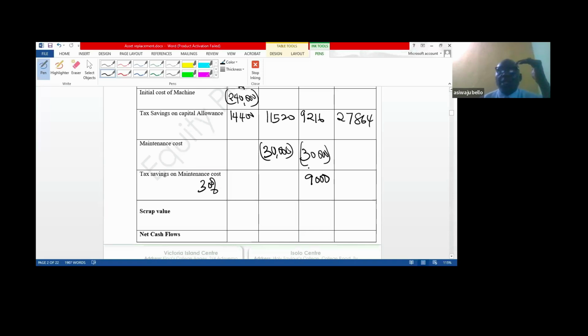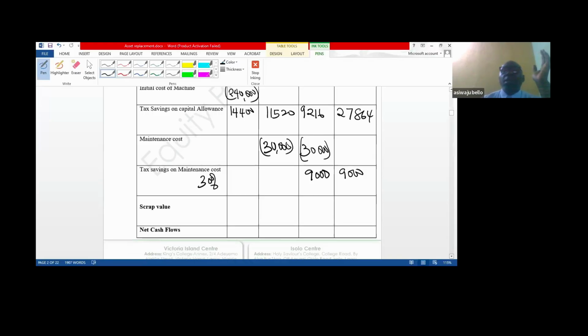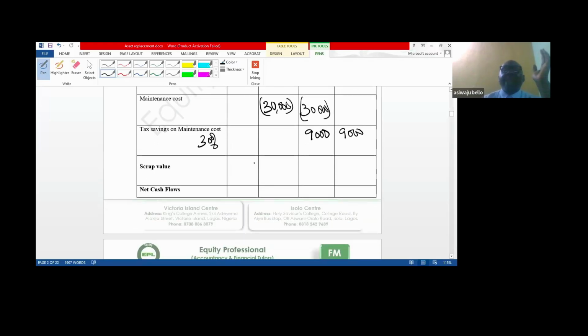The tax relief for year 3. That maintenance cost was incurred at the beginning of year 3, and the tax relief will happen in year 3. 9,000. Look at it. Investment rule is different from tax rule. Then the scrap value. The machine can be scrapped at the end of year 3 to realize 30,000.